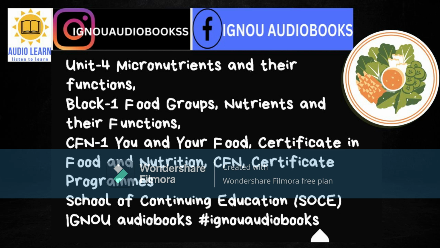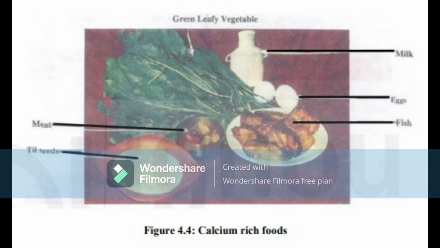Sources. Calcium can be obtained in our diet from milk and milk products, except butter and ghee. Green leafy vegetables such as spinach and methi are also rich sources of calcium. Animal foods such as meat, fish and eggs also provide some amount of calcium. Cereals are only a fair source of calcium, with the exception of ragi, commonly consumed in the south, which is an excellent source of calcium. Among the oil seeds, til seeds are very rich in calcium. Figure 4.4 Calcium-rich foods. Look at the screen for table content.